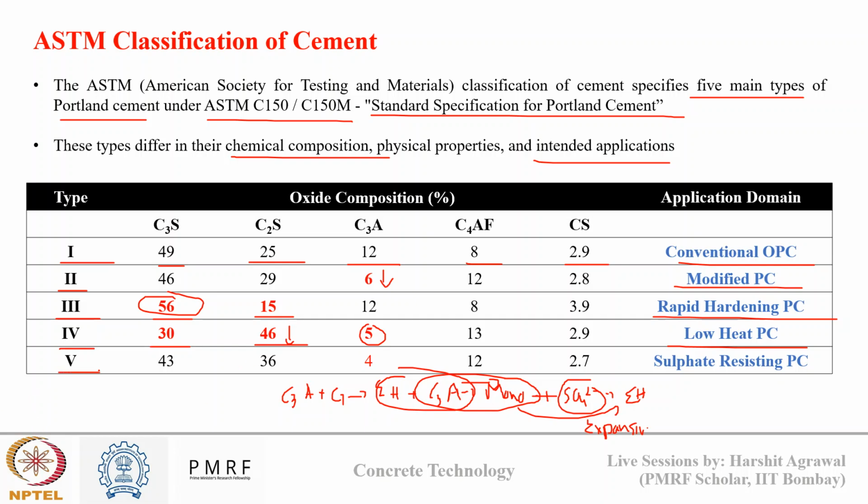Then there is type 5, where there is very low C3A content. This type of cement is thus known as sulfate resisting cement, because it has very low C3A content. So this is how ASTM has proposed five types of cement, from type 1 to type 5, by varying the C3S, C2S, and C3A proportions in the cement composition.